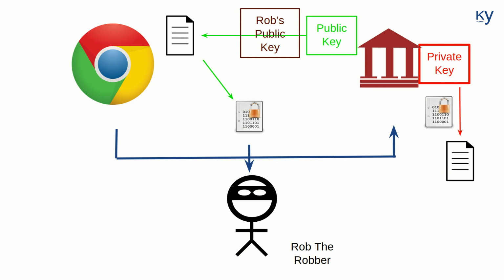Now when that happens, the bank cannot understand it. Because for a given public key, only the corresponding private key can decrypt the message, not any private key. So since the communication was not encrypted with the bank's public key, the bank server cannot understand it. But because Rob has the private key, Rob can understand the message. And that is how Rob can try to steal the data despite you trying to use HTTPS.